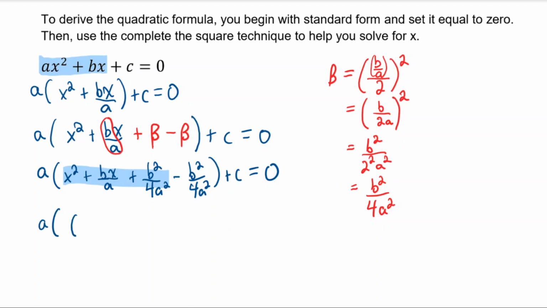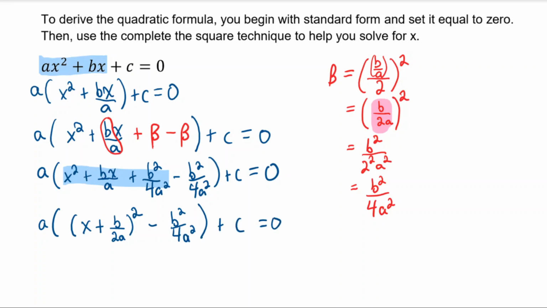There's a little trick I like to use when using complete the square. This value right here, before we actually apply the squared to everything, turns out to be the second term in this binomial. So basically we've taken this perfect square trinomial and expressed it as this binomial squared. So we got that minus b squared over 4a squared plus c equals 0.